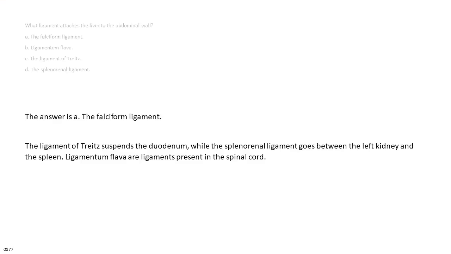The ligament of Treitz suspends the duodenum, while the splenorenal ligament goes between the left kidney and the spleen. Ligamentum flava are ligaments present in the spinal column.